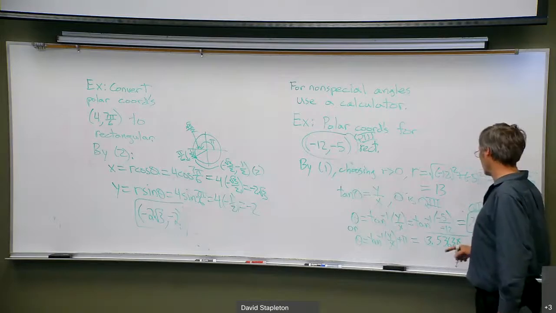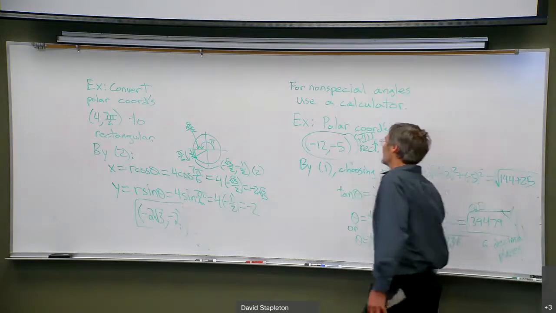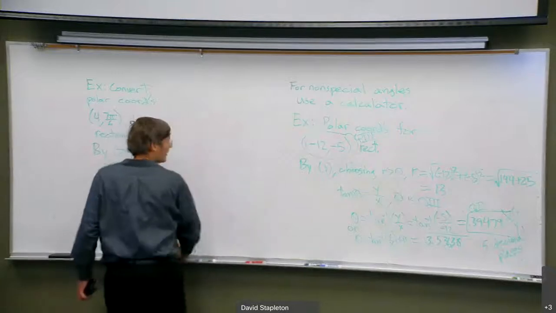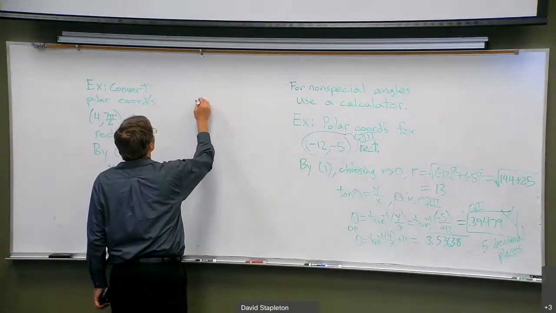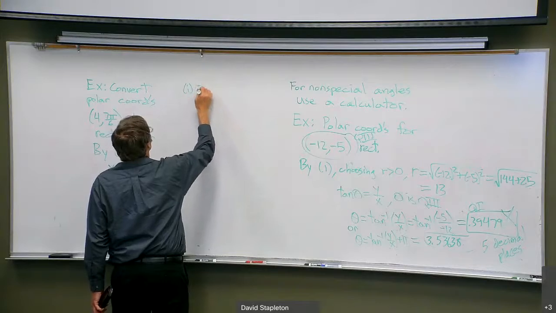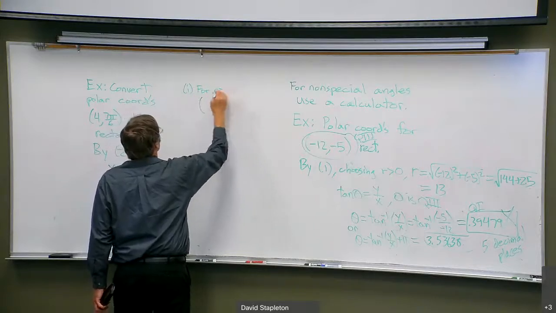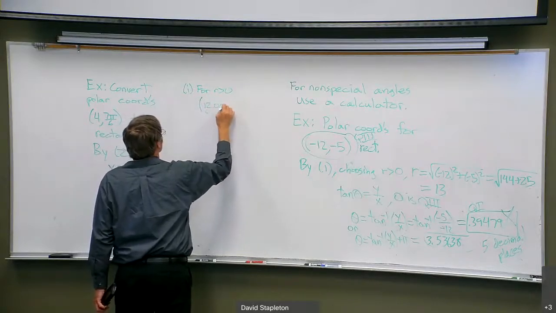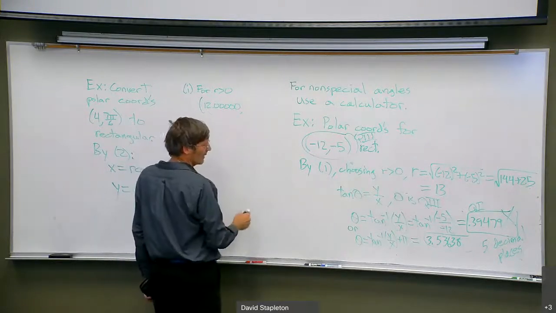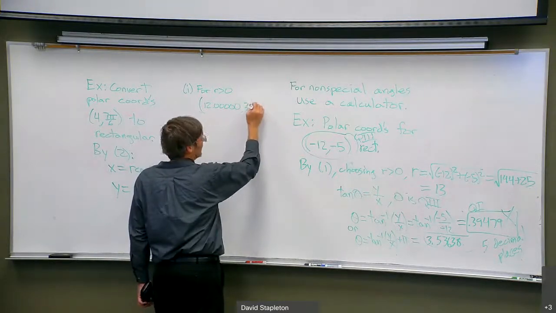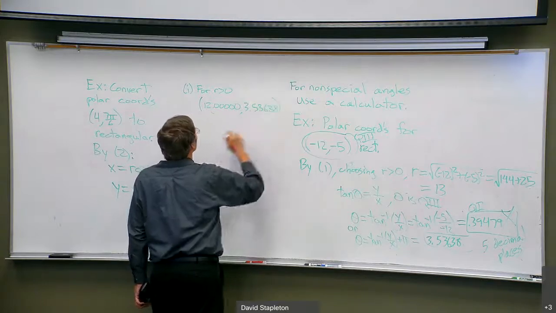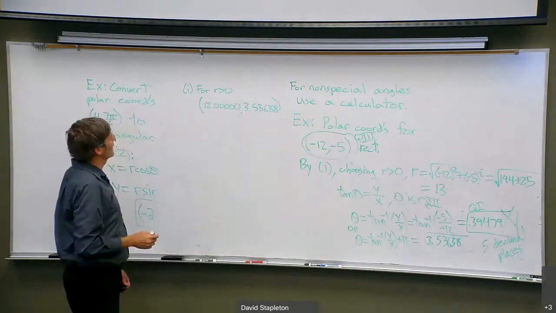With r positive, I'm going to choose this one. So my answer on this one in decimal, if I'm asked for 5 decimal places, is for r greater than 0, I choose 12.00000 if you like, or just 12 exactly. And then 3.53638 is the polar coordinates to 5 decimal places.